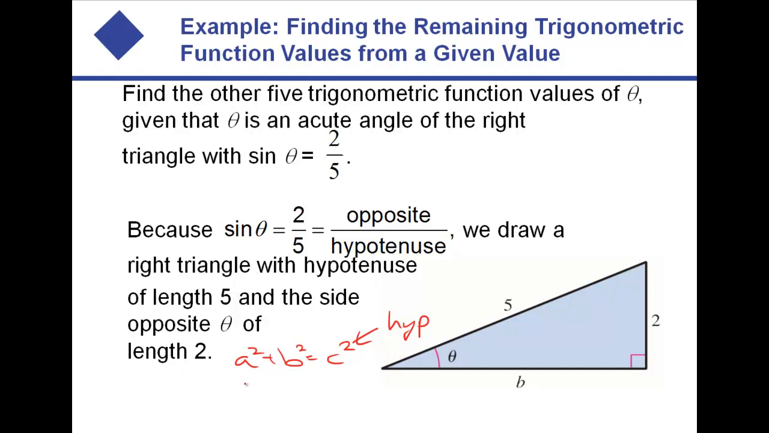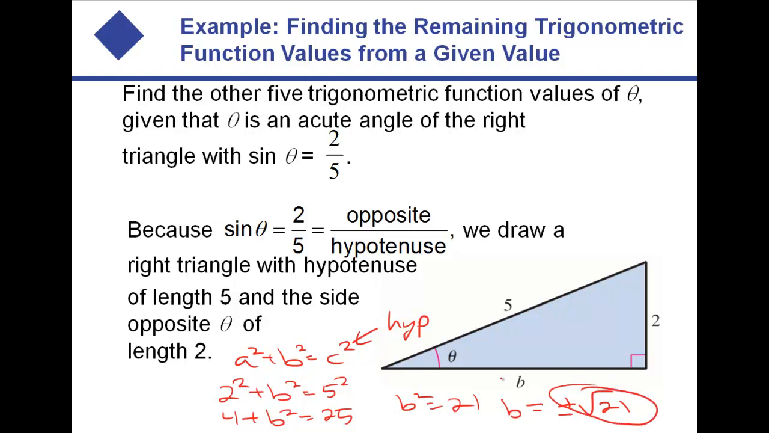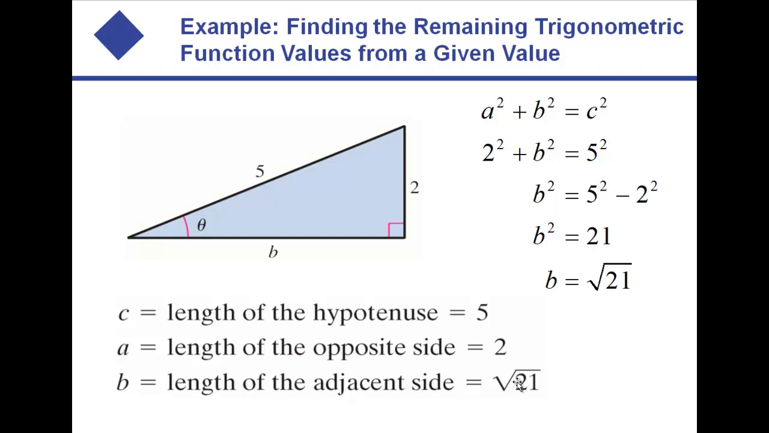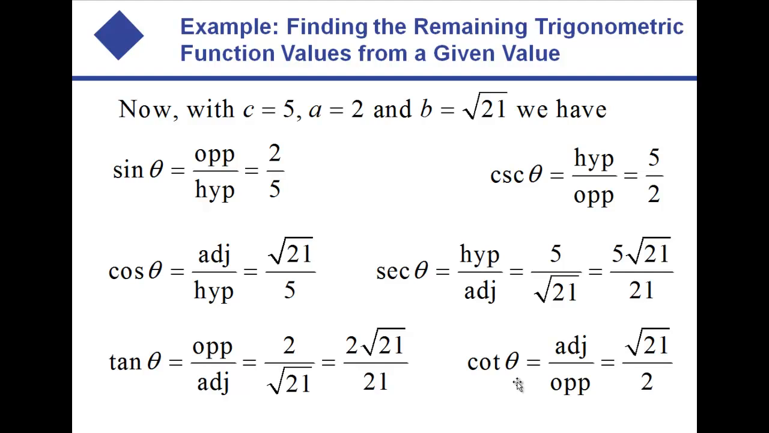Plug in what we know here. 2 squared plus b squared equals 5 squared. 4 plus b squared equals 25. Subtract the 4. b squared equals 21. b equals plus and minus the square root of 21. But because we're dealing with distances, we're most likely only going to take the positive version, right? It's just going to be square root of 21, which is what they did here. Now that we have all 3 sides, we can solve for all 6 of our trig functions very simply by just doing SOHCAHTOA again. And there they all are.